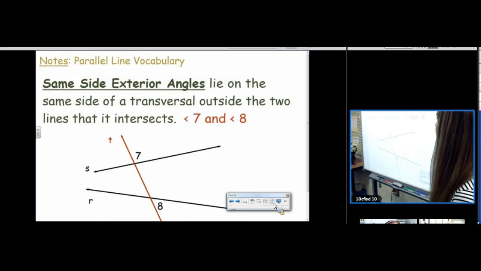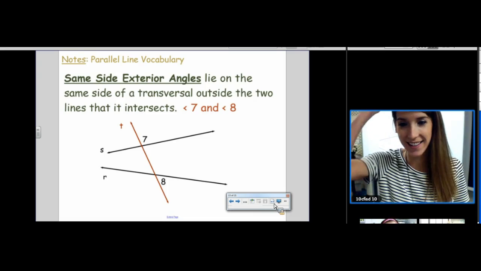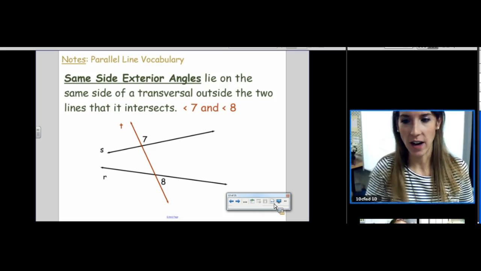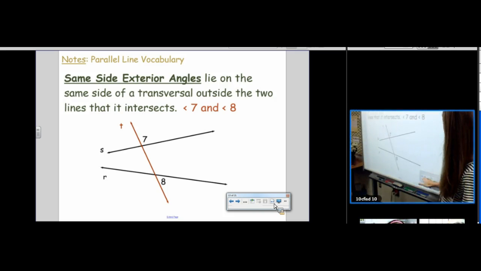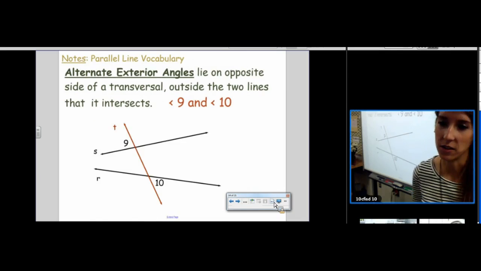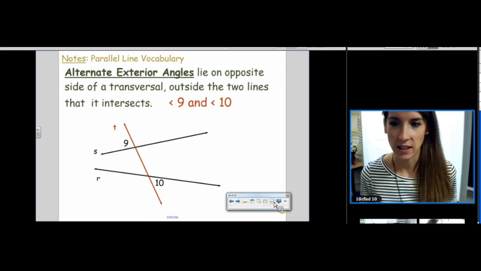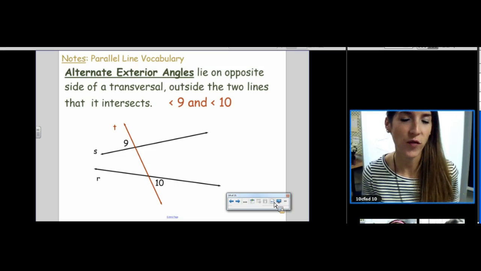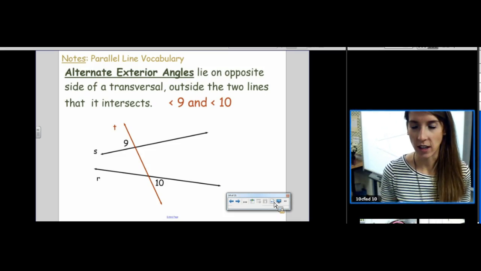Same side exterior. Exterior is the opposite of interior. Good. So 7 and 8 are same side exterior angles. Yep. So by process of elimination, the last one is alternate exterior angles. These angles are as far apart as you can get. It's like these 2 angles got in a big fight and they separated. I want to go as far away from you as I can. Alternate exterior.